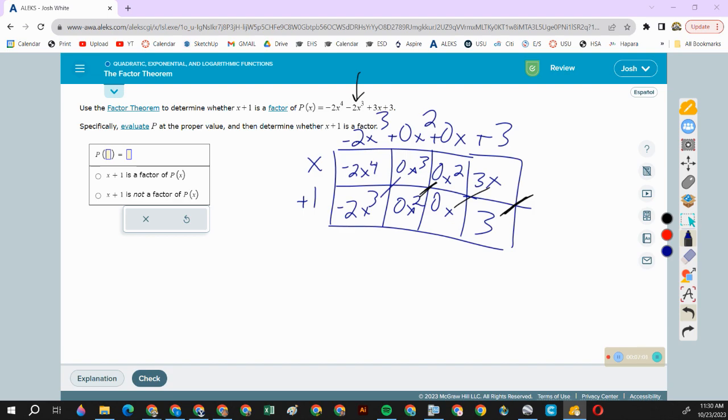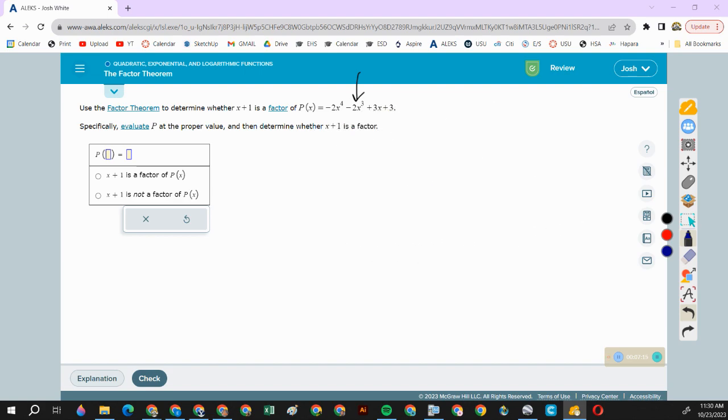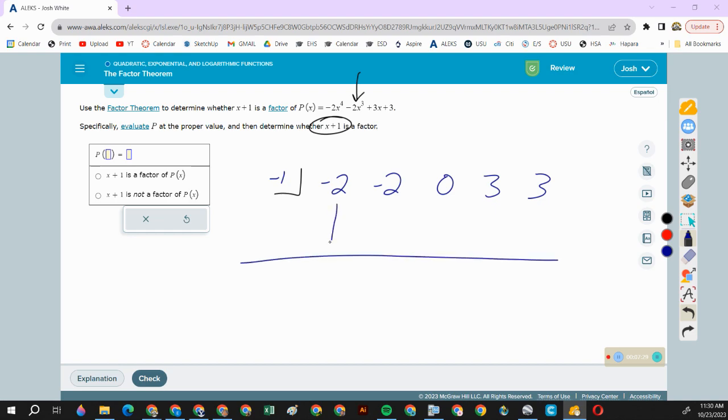Right? Now, that was really long. Is there an easier way to do that? We could use synthetic division. Right? So with synthetic division, if x plus 1 is my factor, what do I put in the corner? Negative 1. What are my coefficients? Negative 2, 0, 3, and 3. Okay?